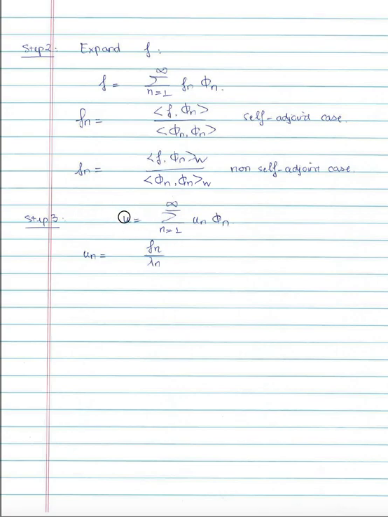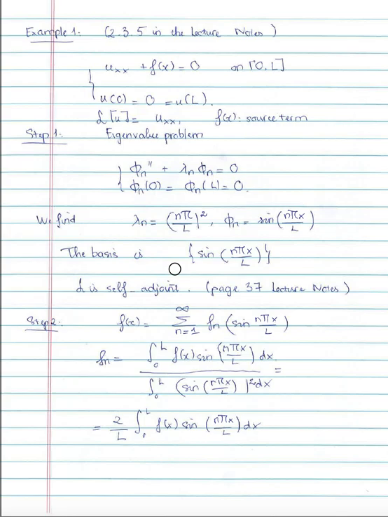The solution will be un times phi n, and you have to take the sum when n is going from 1 to infinity. Phi n is given. Un can be computed by dividing fn by lambda n. Now let us try to understand these three steps using two examples that we considered already in our class.